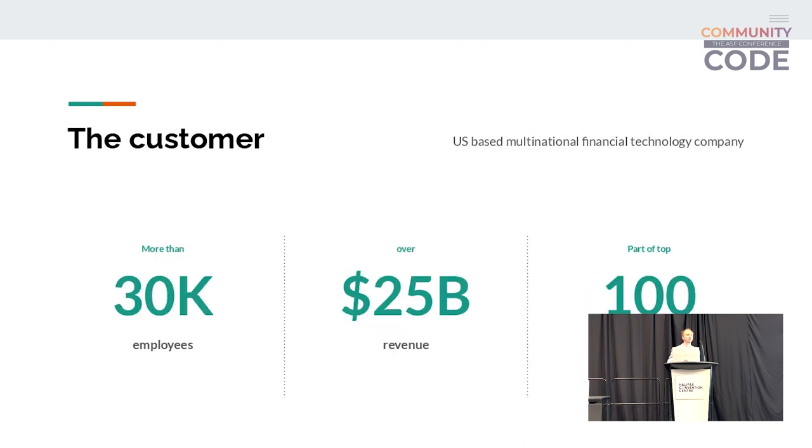But the most interesting part is probably going to be the customer. We are talking about a client of ours who is one of the big ones, having over 30,000 employees, 25 billion revenue, playing in the league of the top in Nasdaq 100. So it's really not the corner grocery store. It's not a small pub which would like to manage loans for its customers. We are talking about a scale of this size.